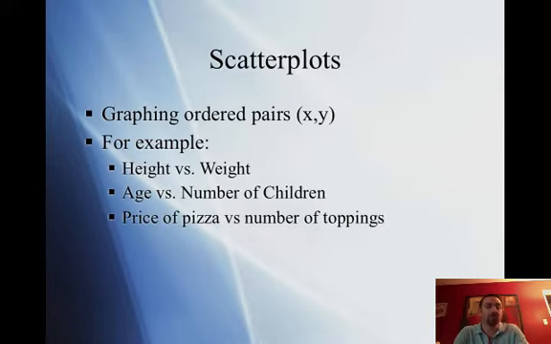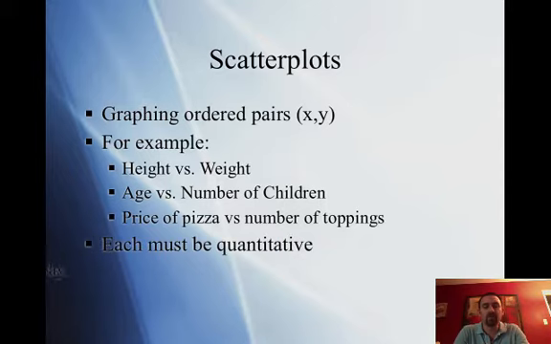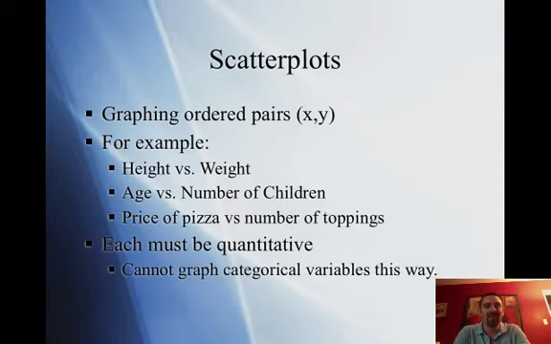You can do price of pizza versus number of toppings, as long as it's numerical versus numerical, and every point represents an individual. It must be quantitative. And we can't graph categorical variables in the same way. So you couldn't do something like age versus gender. It really wouldn't make any sense.